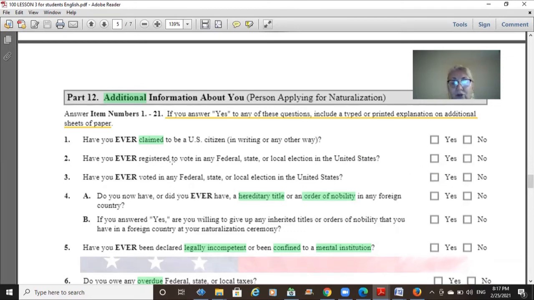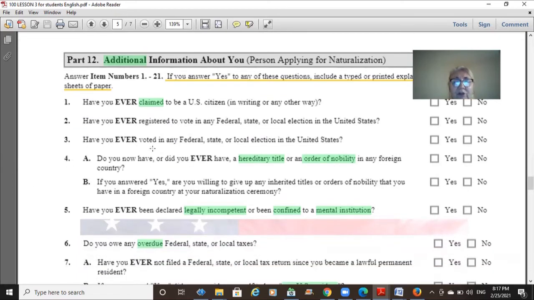You cannot register because you are not a U.S. citizen. Next question, number 3. Have you ever voted in any federal, state, or local election in the United States? You can only vote when you become a citizen. And if you are not a citizen, you cannot do that. So the answer should be no.